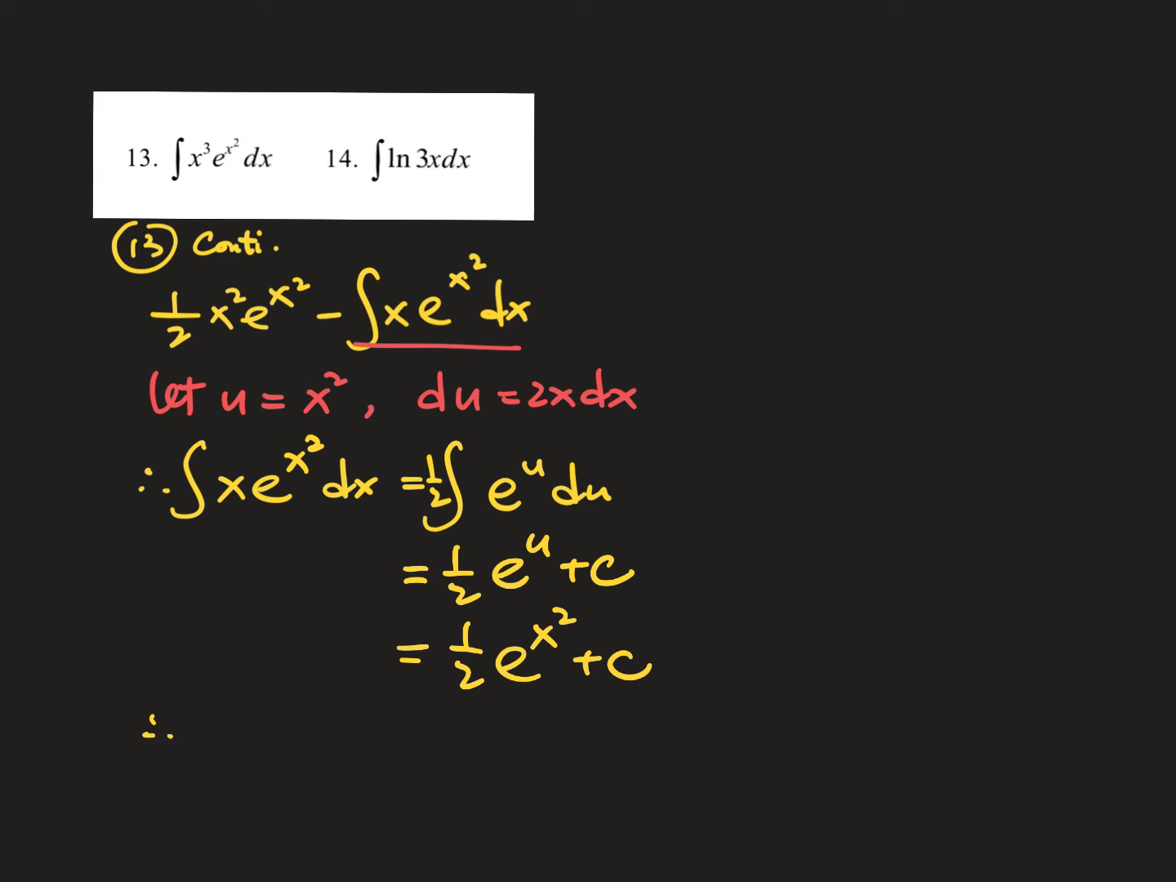As a result, the final answer will also include the first term, which gives you 1 over 2 x squared e to the power x squared, minus 1 over 2 e to the power x squared plus c. And that's the end of the question. To conclude, the main point to solve this problem will be, can you seek suitable u and v so that the power of x is decreasing? I repeat, it should be focusing on how to decrease the power of x until there is no x here.